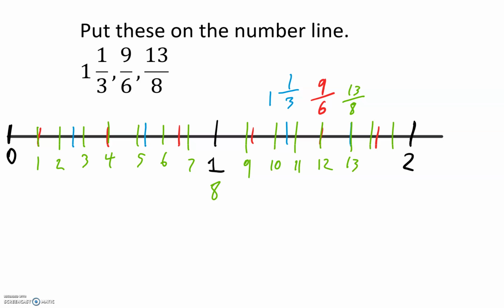So that's all you're doing when you're putting on a number line. Either you're starting at the number, so like we started here when we said 1 plus a third, and then we put it up, or you are starting right from the beginning and counting all the way up if it's an improper. Those are 2 ways of doing it.